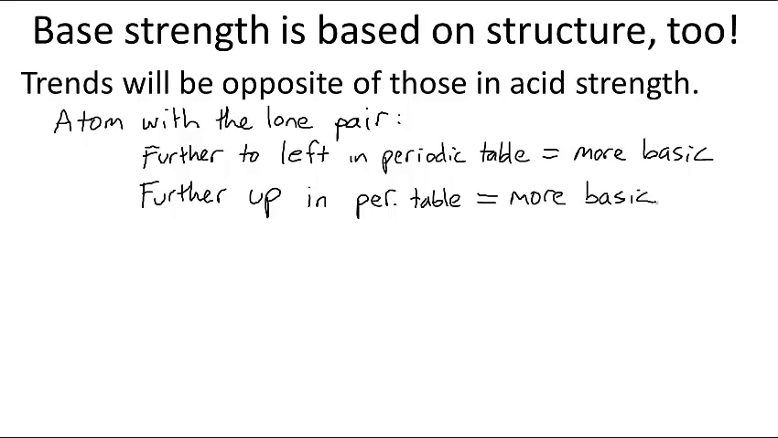You don't see lone pairs on carbon very often because those end up being such strong bases that it's very hard to form them. And then lone pairs on oxygen, they tend to not be as basic. So nitrogen is really the sweet spot. It's kind of up and to the left in the nonmetal section.